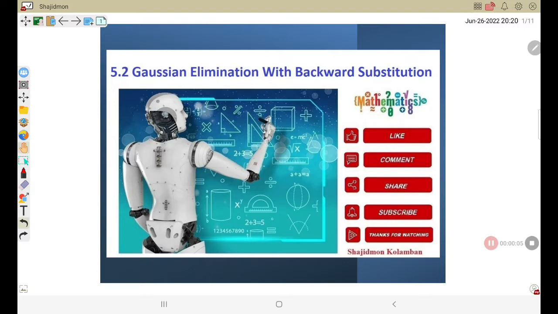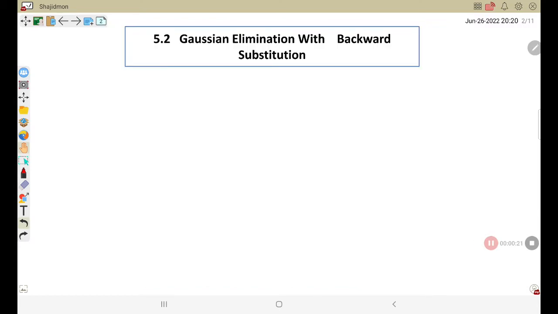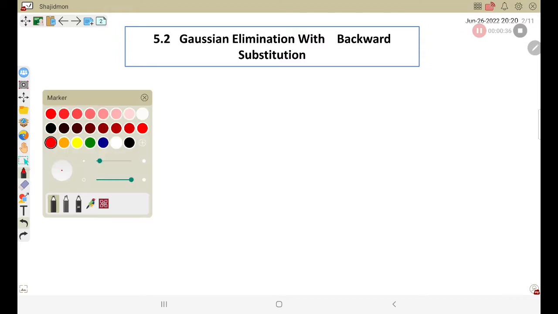In this recorded class we are discussing the topic 5.2 Gaussian elimination with backward substitution. This is a topic from the course Mathematics for IT, from chapter 5. So let's start the topic Gaussian elimination with backward substitution. We are discussing how to find the solution of a system of equations by using Gaussian elimination with backward substitution.